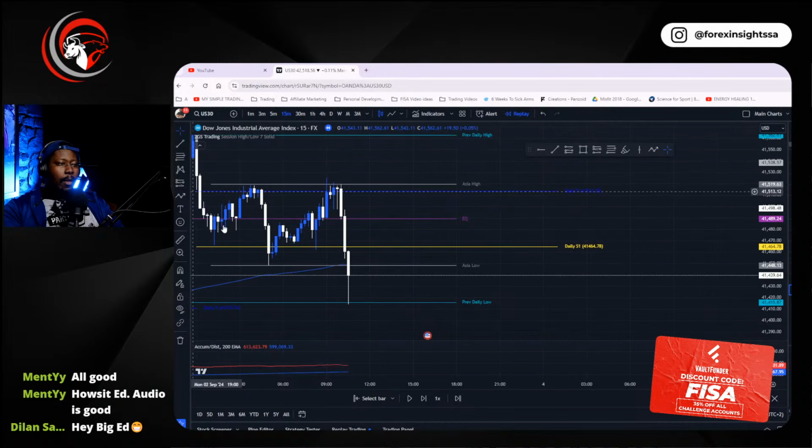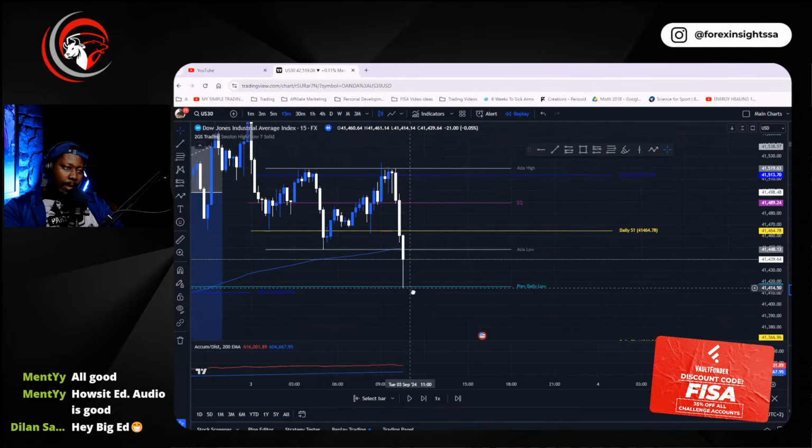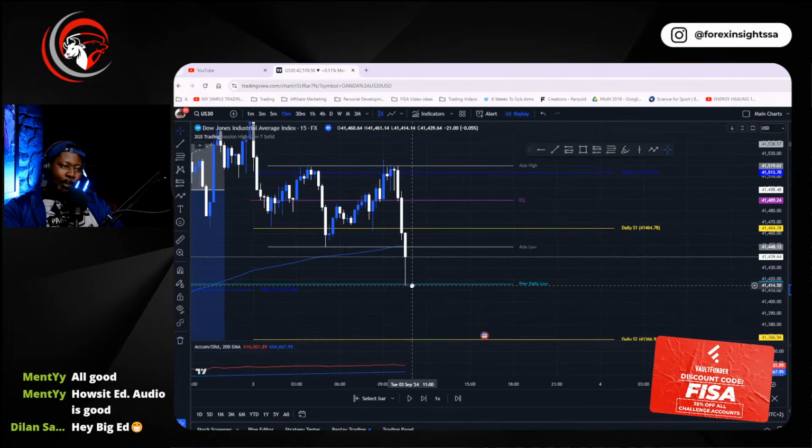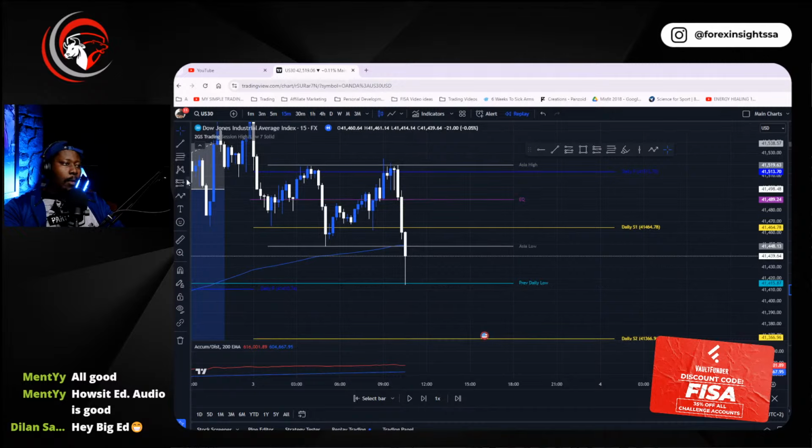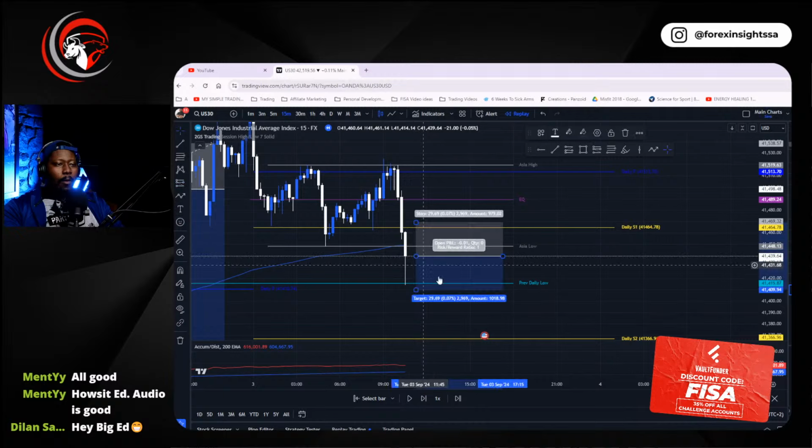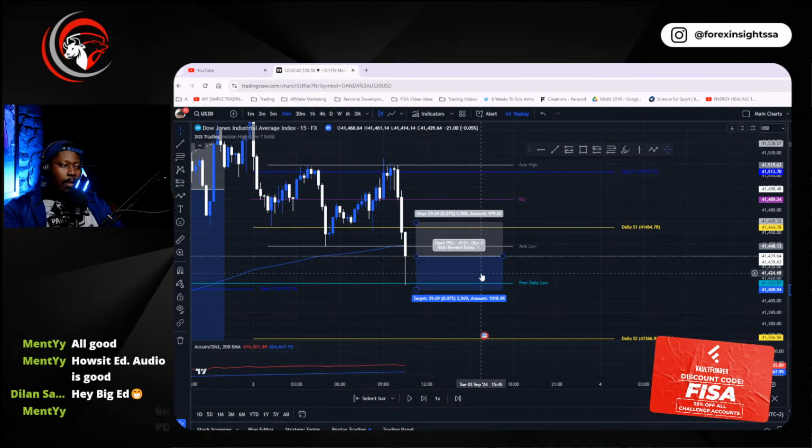I think because we broke and closed below, although we did bounce on previous daily lows, right? This is a tricky one. Okay, we'll take an aggressive entry here, right where price is.